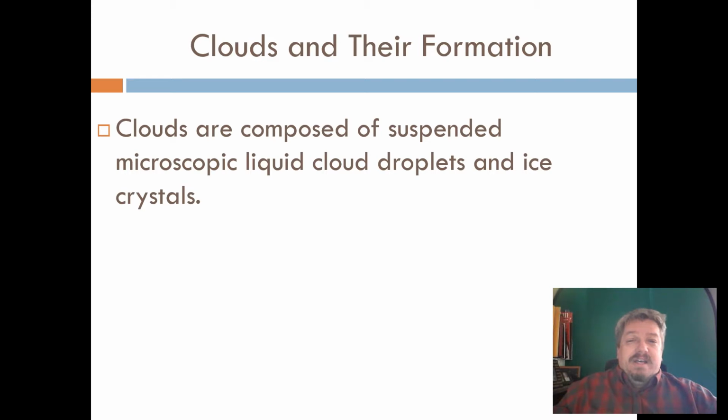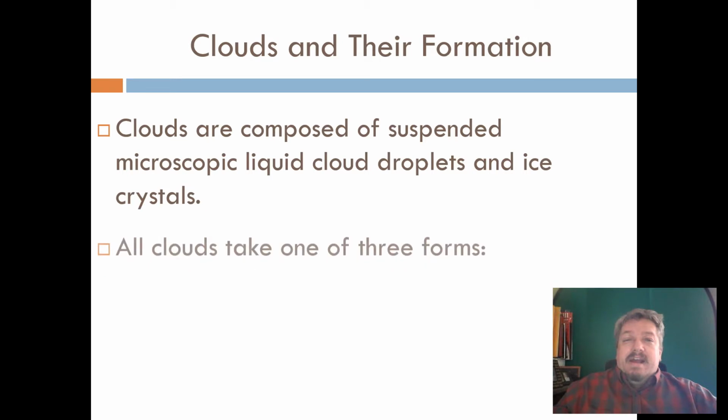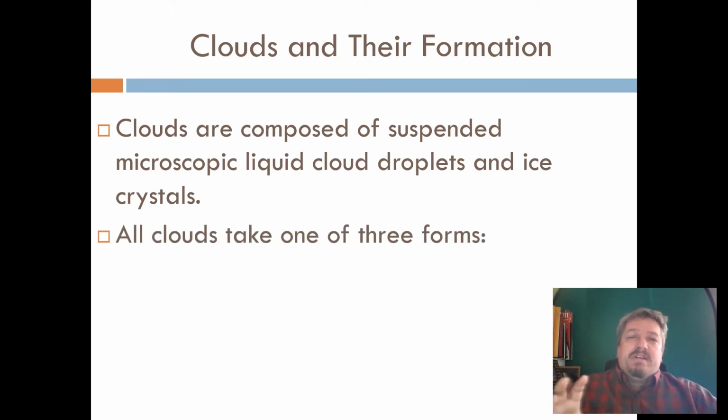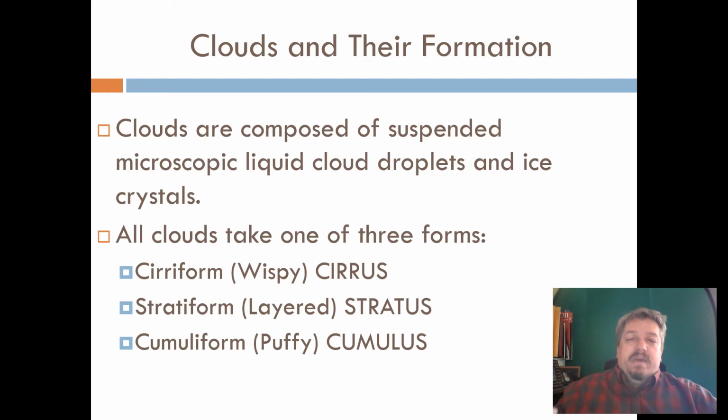But what are clouds? Most people think it's actually water vapor. It's not. Like I said before, clouds are basically tiny little droplets of water or ice that are floating in the atmosphere. And clouds basically have three forms. There's many more subforms, but we're going to focus on three main ones. And the form of the cloud is defined by its shape. So we have cirrus, stratus, and cumulus, or cirriform, stratiform, and cumuliform.